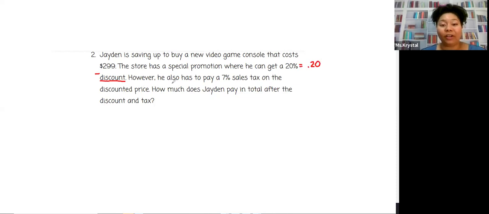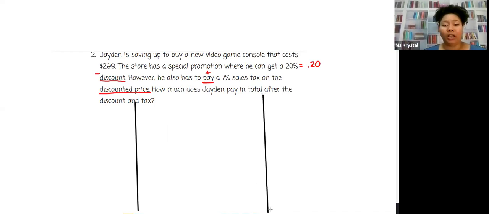So here we go. However, he also has to pay, that tells me we're adding, a 7% sales tax on the discounted price. So we know we're working with the discounted price at this point. How much is Jaden paying in total after the discount and the tax? For the sake of my clarity, it sounds like we're going to have three different sections going on here. So I'm going to make a little section over here for the first part, a little section over here for the second part, and then the other part will be the third and final part with the sales tax, okay?